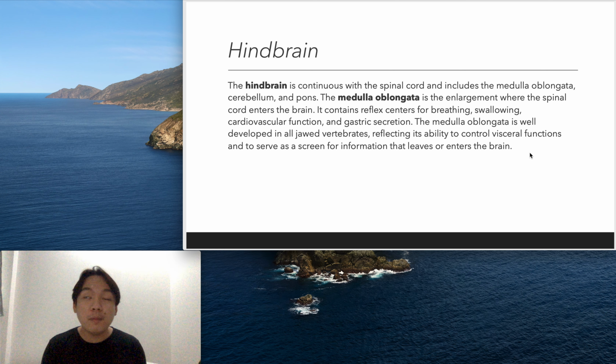The medulla oblongata is the enlargement of your spinal cord, which enters the brain. What are the purposes of these reflex centers? For breathing, swallowing, gastrovascular function, and gastric secretion. The medulla oblongata is well developed in all jawed vertebrates, including mammals and reptiles. It controls visceral functions and serves as a relay of information that leaves or enters the brain.